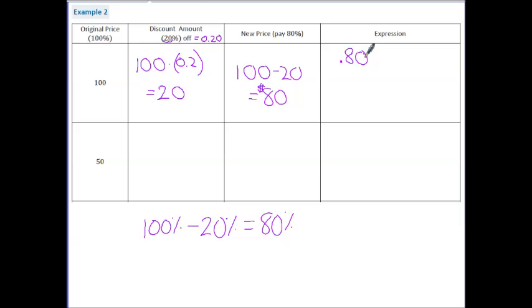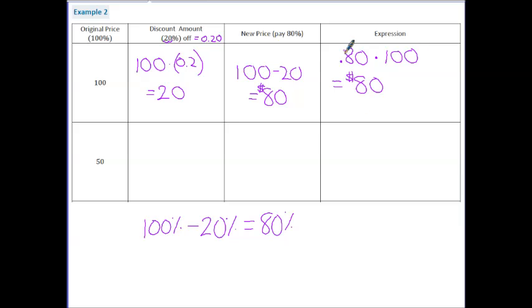So I'm finding 80% of the item. We know that in math, of means to multiply, and the item cost was $100. So here, we are going to multiply 0.8 times 100. That causes the decimal to move over twice, and I also get $80. So notice here, you can do it in 2 steps like we did here, or you can think logically about it and do it in 1 step over here.